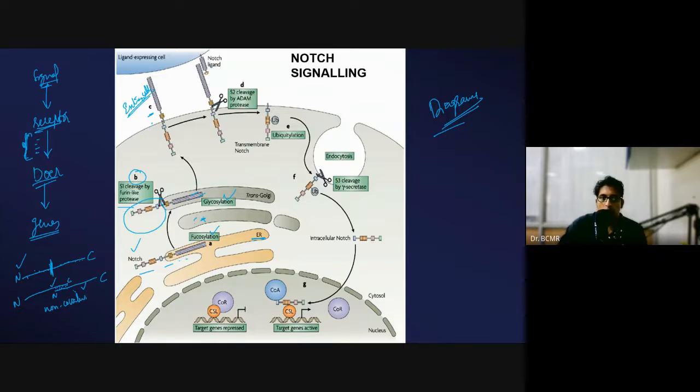So at the stage of B, there are two important things. One is that oligosaccharides are added, and the second is the furin-like protease cleaving the single polypeptide chain into two, but they are still bound together. So there are three parts to the Notch signal, as we can see here. This is the extracellular side, and this is the intracellular side.